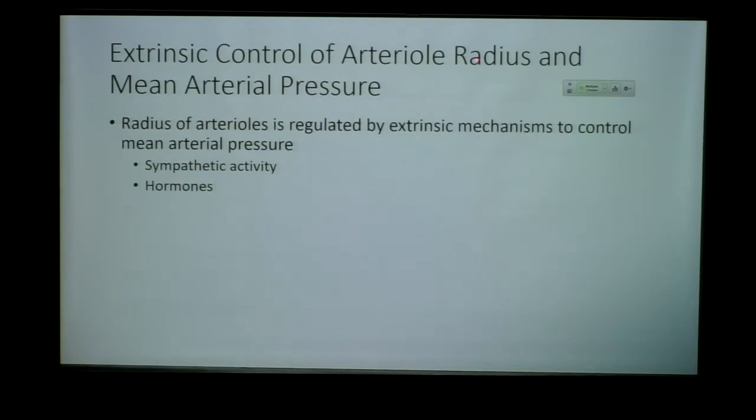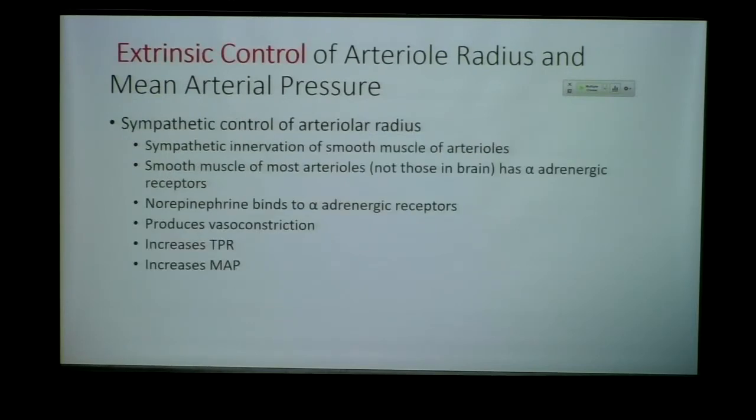So in terms of the extrinsic mechanisms, the sympathetic activity, as well as a few hormones that we'll mention, can affect the radius, can affect the state of the smooth muscle of our arterioles as well. When we talk about the sympathetic control, we know that that's basically going to vasoconstrict. Okay, we mentioned the presence of alpha receptors, which are part of what branch of the nervous system? What branch of the nervous system has alpha receptors? Yep, so the sympathetic of the autonomic, right?